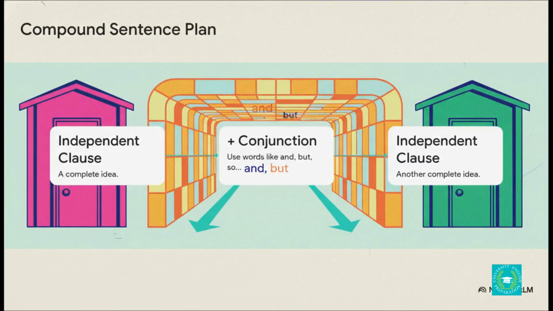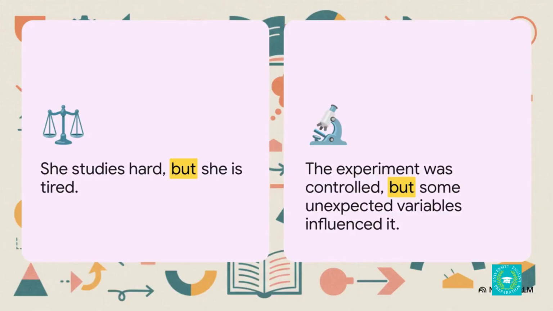Here's the blueprint for that. You take one complete idea, an independent clause, and you connect it to another complete idea using a little connector word called a conjunction, like and, but, or so. That conjunction is like the sturdy hallway that connects 2 separate rooms, where either room could totally stand on its own. This structure is absolutely perfect when you want to present 2 related ideas that have equal importance.